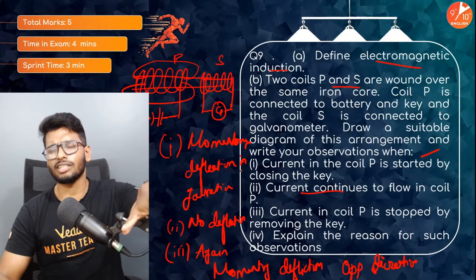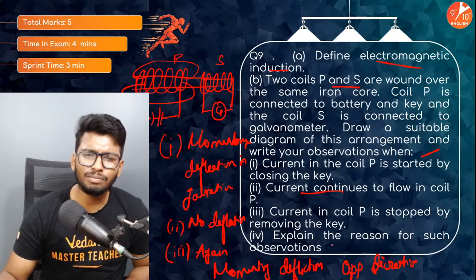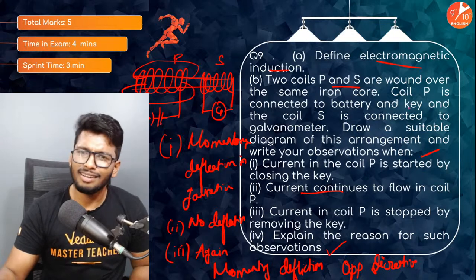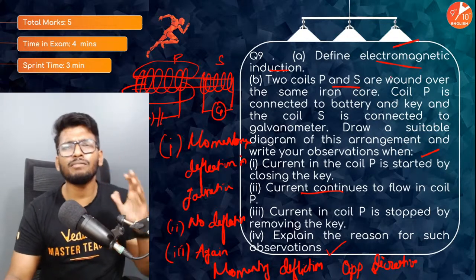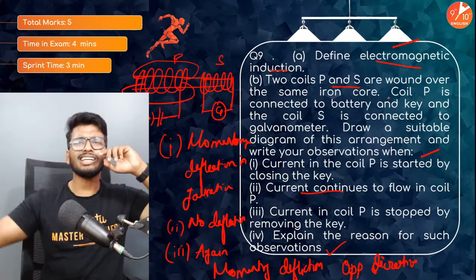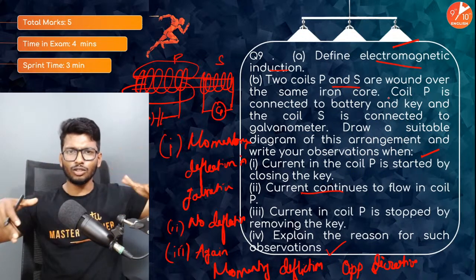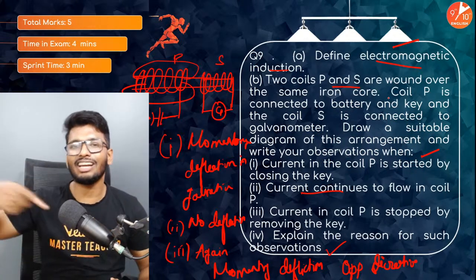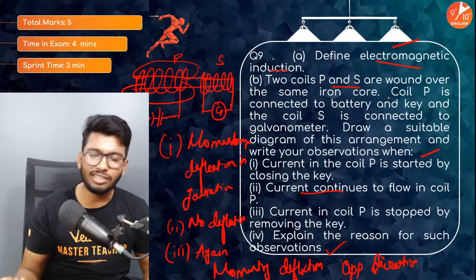All right, last question, guys. Explain the reason for such observation. Why does all this happen? Electromagnetic induction. Explain about electromagnetic induction one more time. It happens because initially when you turn on the switch, there's a sudden increase in the magnetic field, because of which there's a current induced in coil S. That's why there's a deflection.